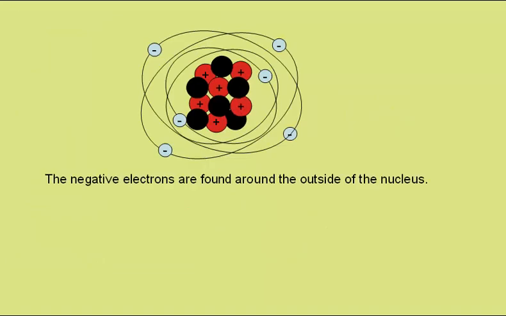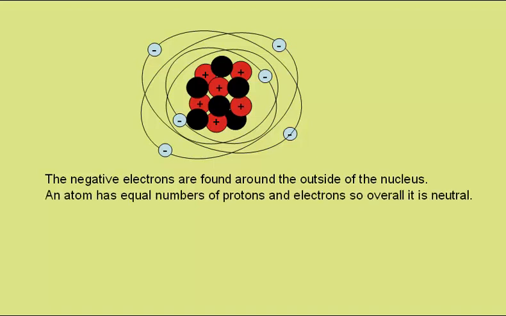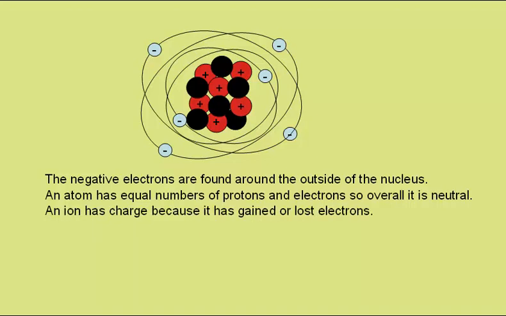The negative electrons of an atom are found around the outside of the nucleus. An atom has equal numbers of protons and electrons, and so overall it is neutral. But an ion has a charge because it has either gained or lost electrons. It's only the electrons that can be gained or lost, not the protons.